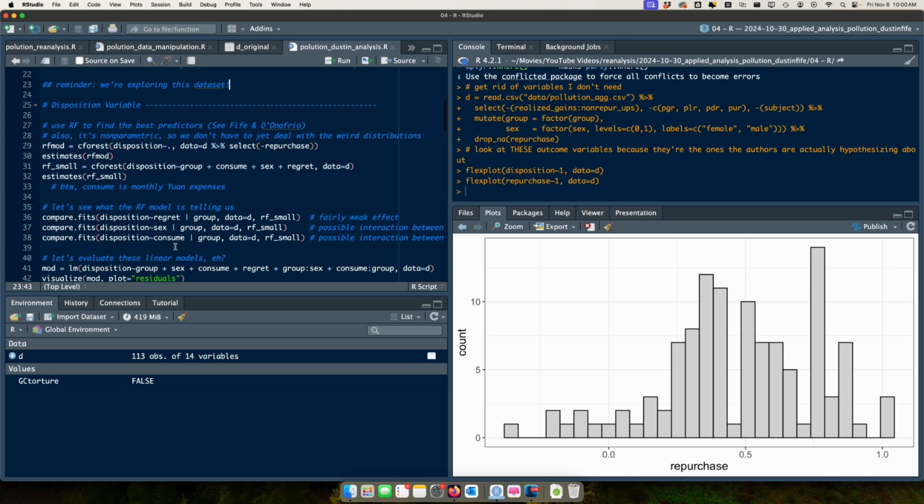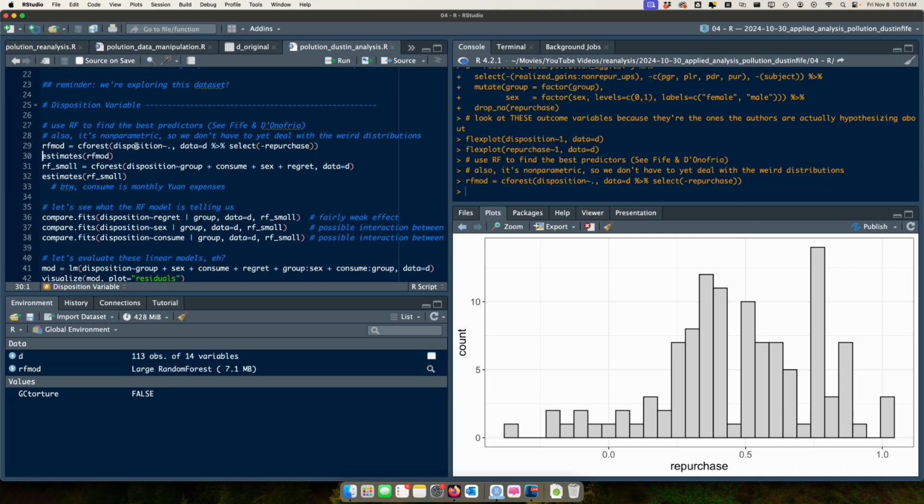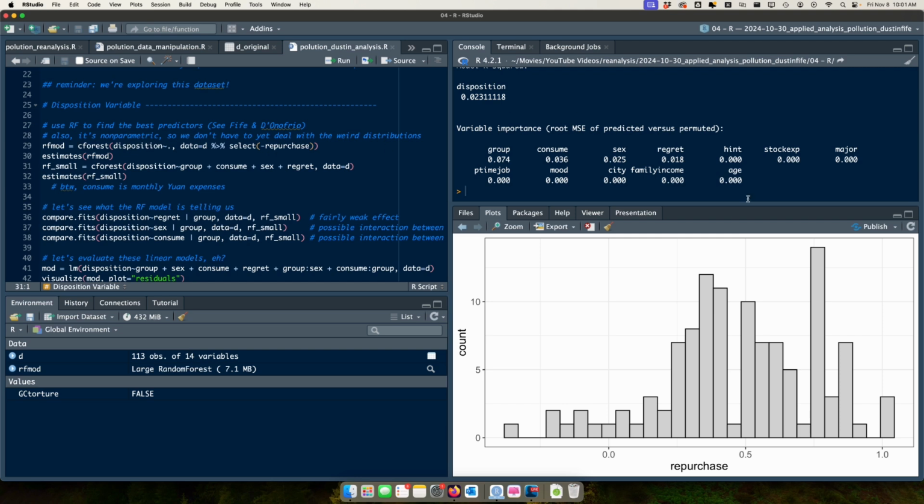So I'm going to start with the disposition variable. And because they had so many potential covariates, and because it was exploratory, I just decided to use a random forest and say, all right, why don't you tell me what the best predictors of disposition are? So if I run that and then look at the estimates, the variables that show up as the most important are group, consume, which is basically salary.